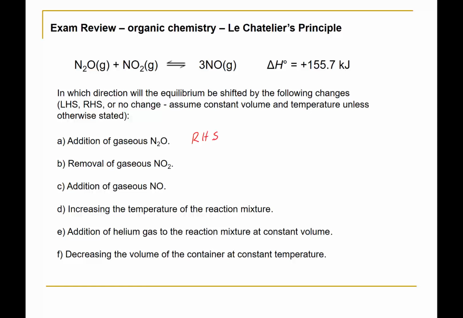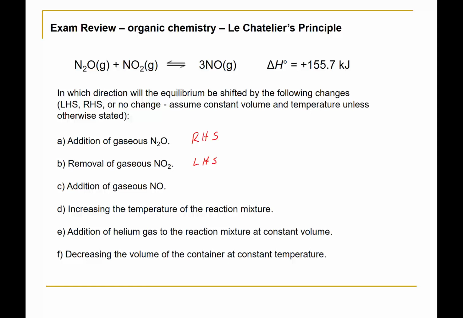Removal of gaseous nitrogen dioxide. So we're removing one of the reactants. So temporarily, actually, the reverse reaction will be faster than the forward reaction. Le Chatelier's principle tells us that we've reduced the concentration of one of the reactants, so the system will respond so as to increase that concentration, and the reaction will shift to the left. So left-hand side.